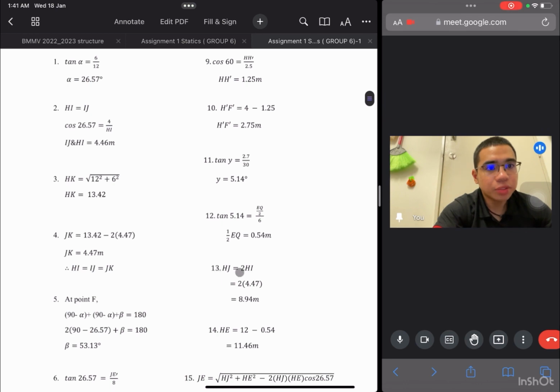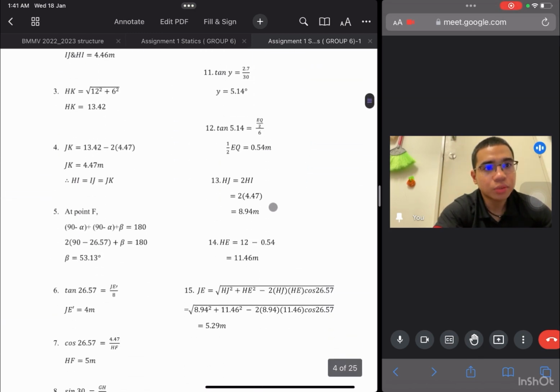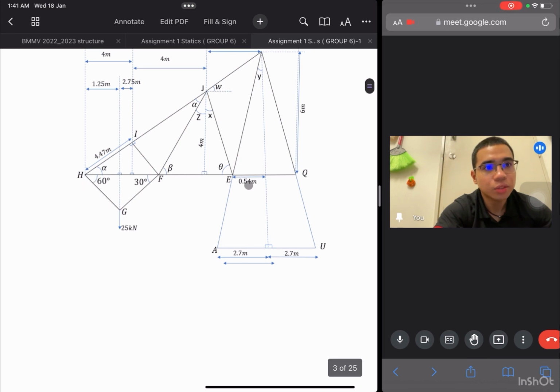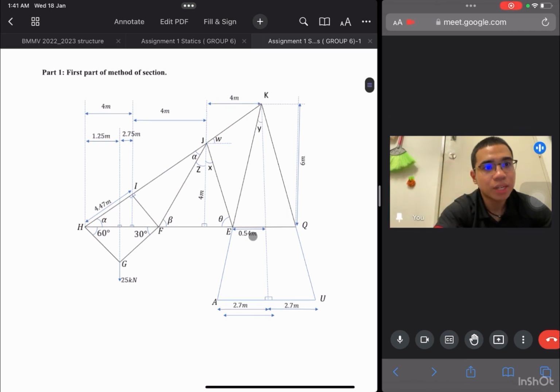So HJ equal to 2HI. So we can see here HJ equal to 2HI. So 2HI will equal to the length of HJ. So we'll get that HJ equal to 8.94. H equal to 12 minus 0.54. So H equal to 11.46. HE equal to 11.46, where all the length from H to the midpoint of EQ equal to 12, as we can see here. This is the dimension. So 12 minus 0.54 equal to HE.